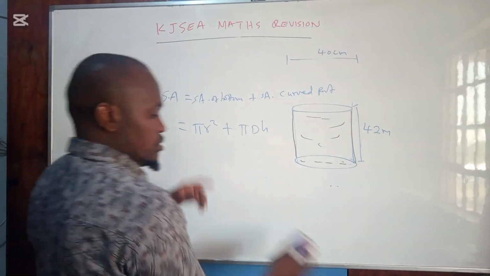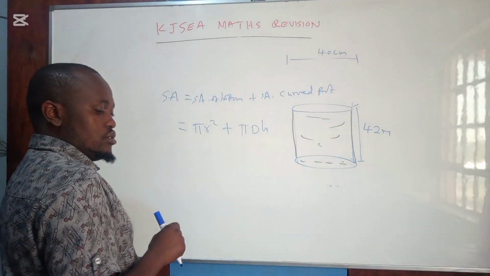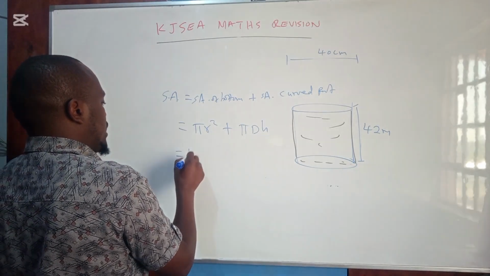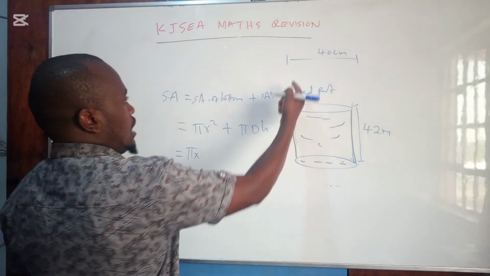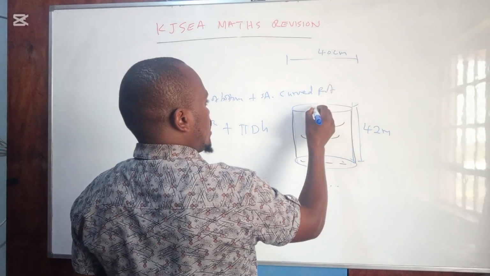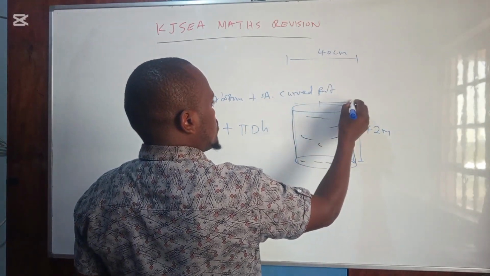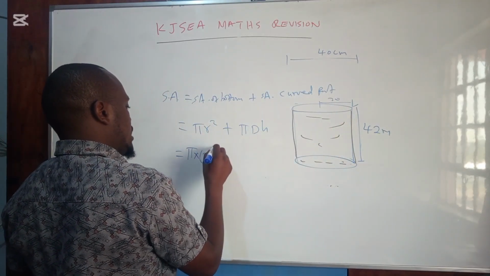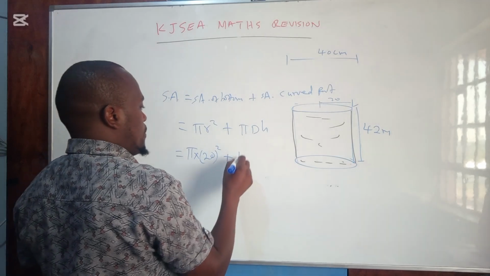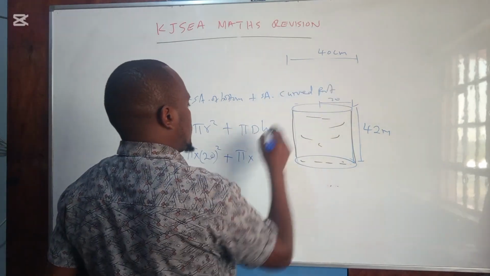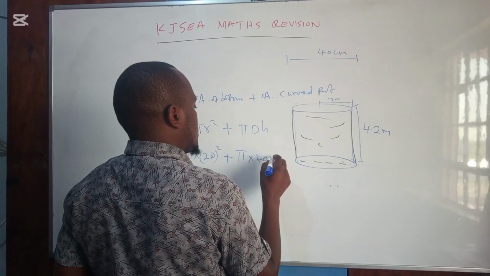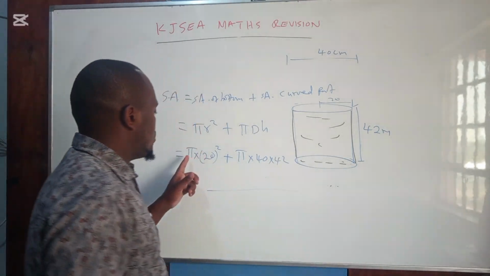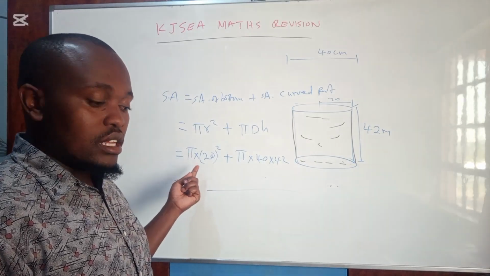Now let's work with this. The question asks that you use the calculator pi. So pi times r; if d, the diameter, the whole of this is 40, then up to here is 20, divided by 2. So times 20 squared, or 20 times 20, plus pi times diameter 40 times h 42. So this is what you are supposed to do. You can key in your calculator because they are saying use the calculator pi.